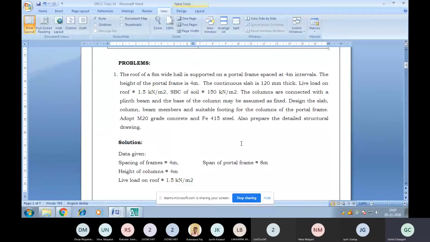Let us go to the problem and note it down. A roof of an 8-meter wide hall is supported on a portal frame. These frames are spaced at 4-meter intervals. The height of the portal frame is 4 meters. The continuous slab is 120 mm thick. The live load over the slab is 1.5 kilonewton per meter square. SBC of soil is 150 kilonewton per meter square. The columns are connected with a plinth beam and the base of the column may be assumed to be fixed.